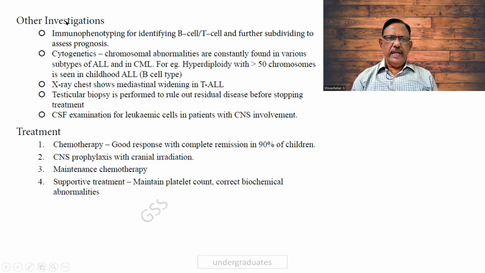Other investigations can be these: phenotyping, cytogenetics, X-ray. You look for any mediastinal widening. CSF for leukemic cells. Treatment is chemotherapy, and for CNS, there can be a cranial irradiation. You'll have to maintain a supportive chemotherapy, and you'll have to also monitor the platelet count.